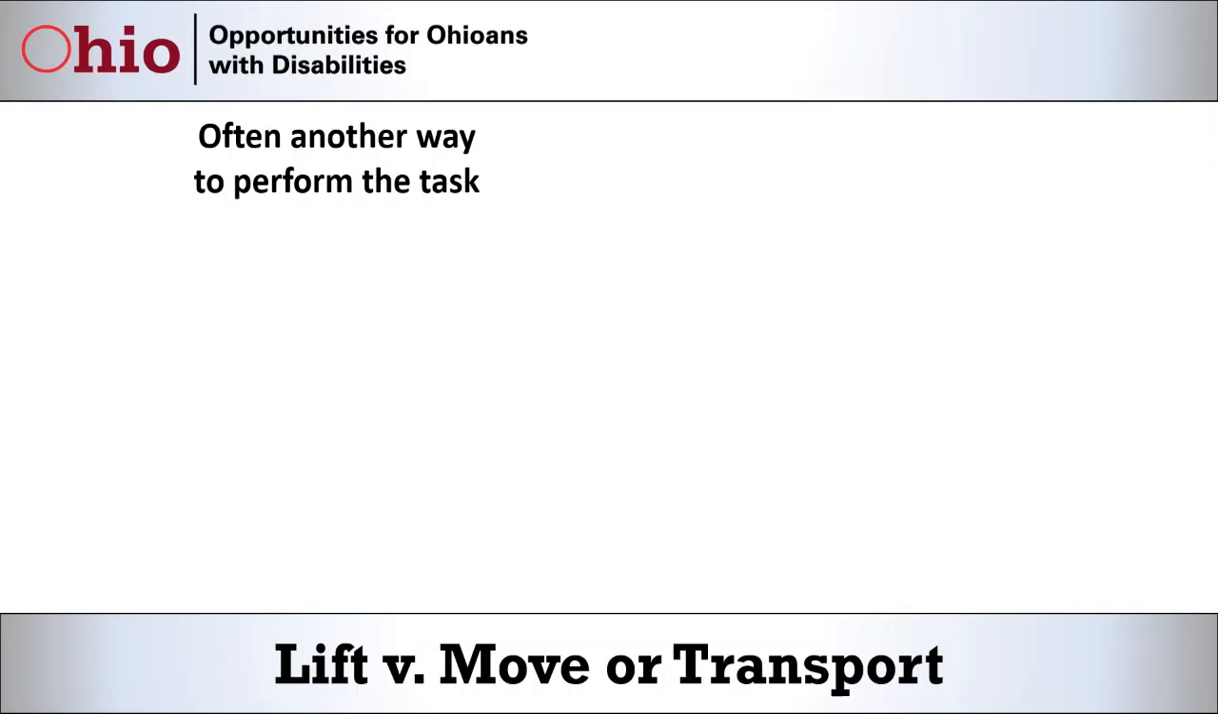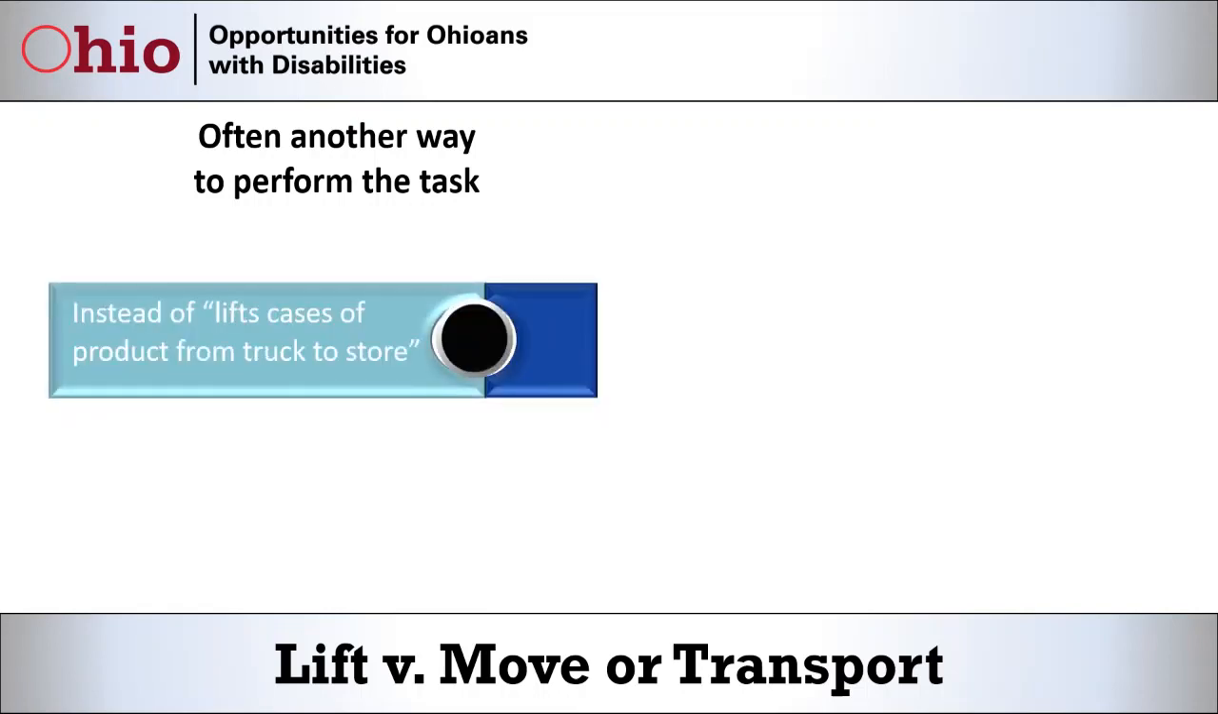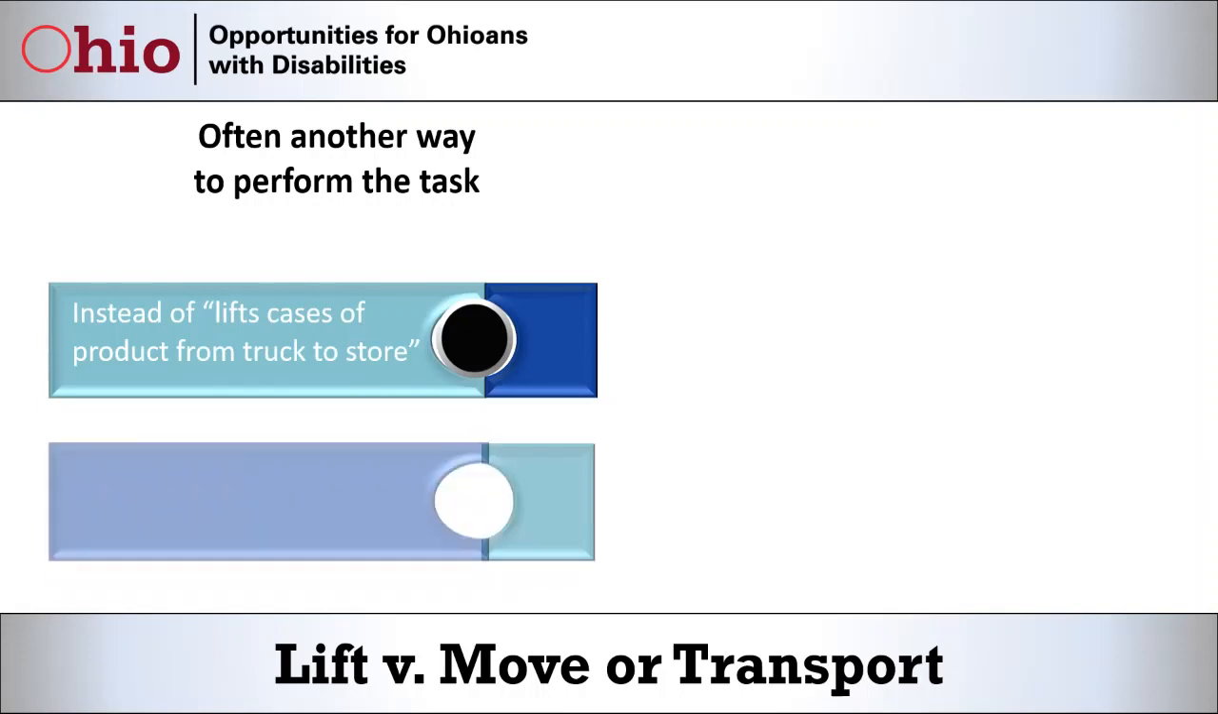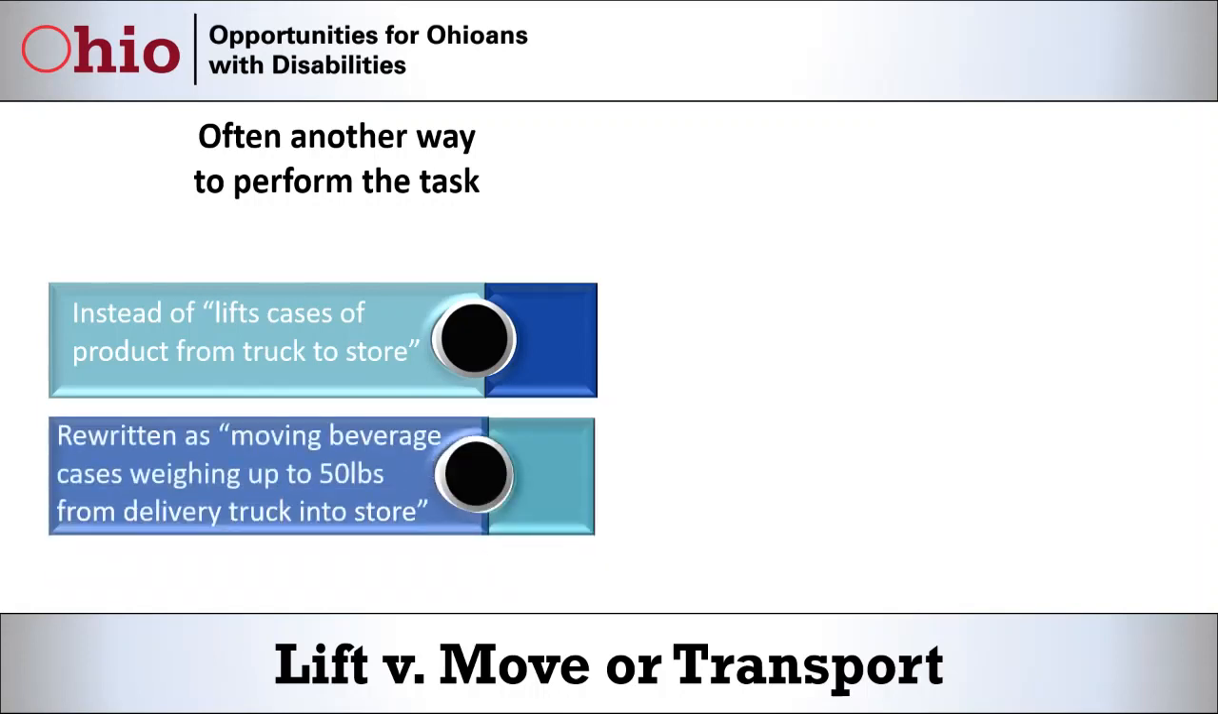So here's another example from Jan. A job description was updated to be more inclusive, and instead of describing an essential function as lifts cases of product from truck to store, it was rewritten as moving beverage cases weighing up to 50 pounds from delivery truck into store. The outcome of this task is to get the product from the truck to the store.